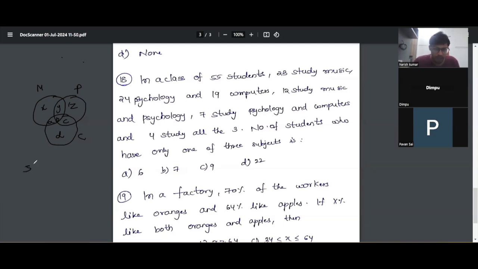Okay, so 55 equals 23 plus 24 plus 19 minus 12 minus x minus 7 plus 4. Okay, so 19 minus 12 is 7, 7 minus 7 is 0. So 23 plus 24 is 47, 47 plus 4 is 51. So this is 51 minus x. So x is 4, right? So we got the common part.